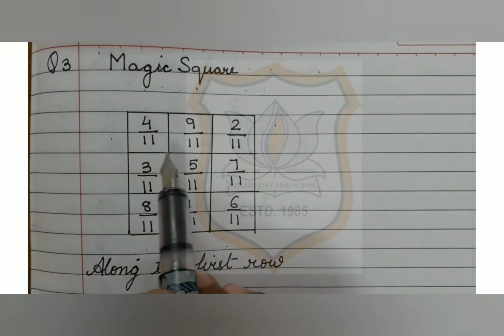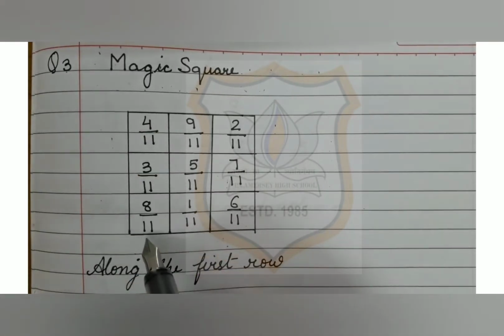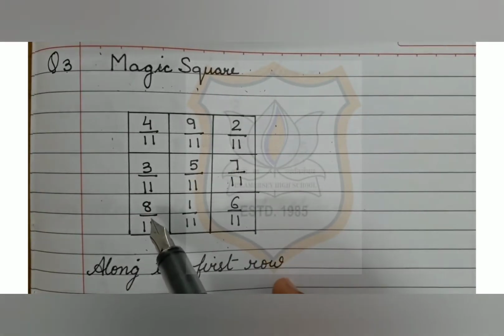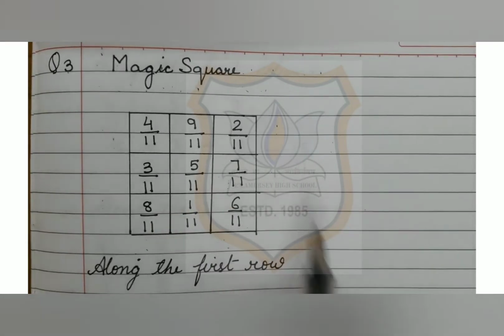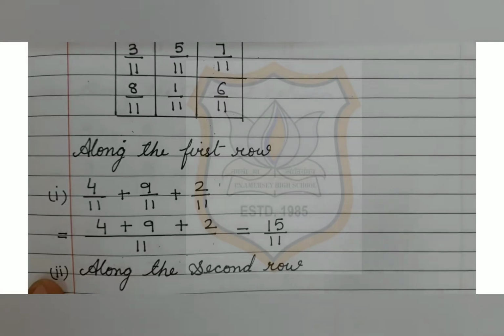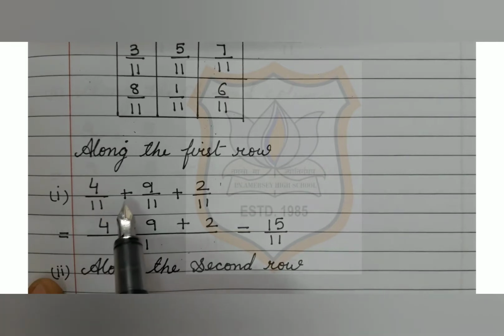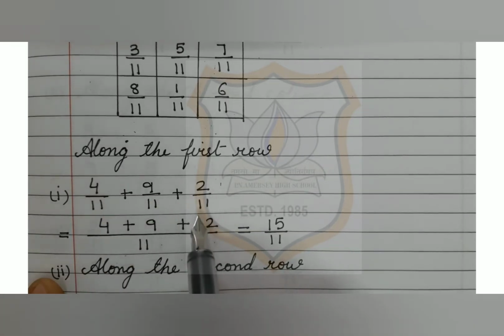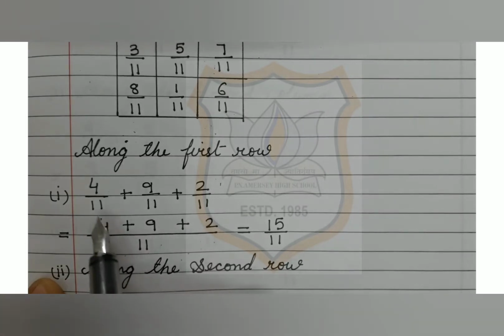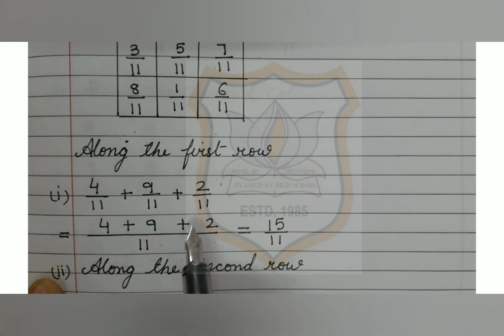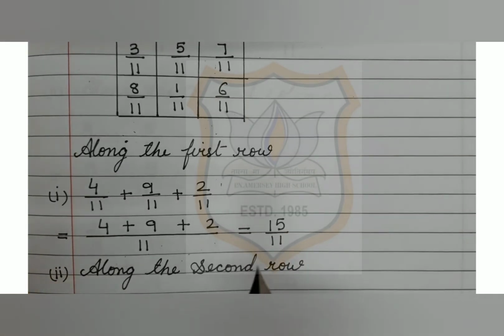Now we will add the fractions along the rows, along the columns and along the diagonals and find out whether it is a magic square or not. So let's start. First we will add the fractions along the first row. First row is 4 upon 11 plus 9 upon 11 plus 2 upon 11. Again we have taken 11 as common and put it below the fraction line, and then 4 plus 9 plus 2 above the fraction line. So 4 plus 9 plus 2 is equal to 15 upon 11. So our answer is 15 upon 11 along the first row.